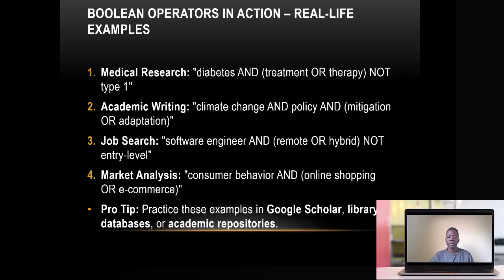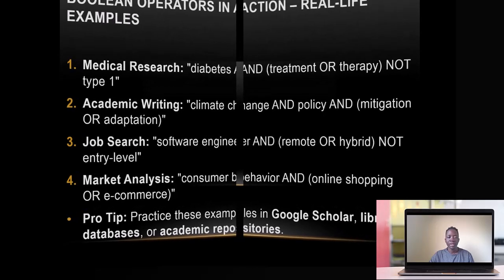A tip for you here: practice these examples in Google Scholar, library databases, or academic repositories. Why do I say this? These are the search engines that we were talking about: Google Scholar, the library database, or the academic repositories. You have to practice them and see how it works. Try typing these things in them, and you will see how it works. You will find that it will be really helpful for you, and you will enjoy it.